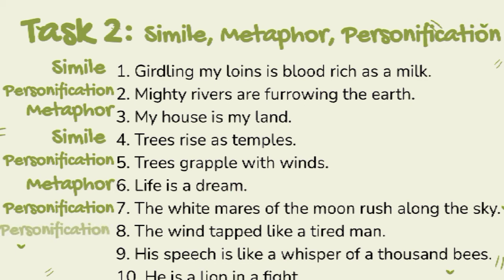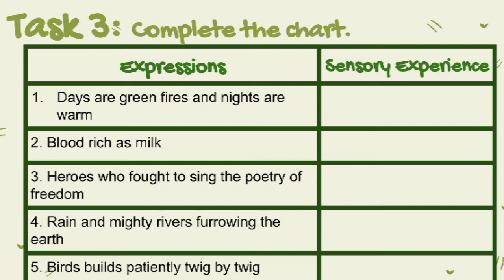Number 8. The wind stooped like a tired man. It is personification. 9. His speech is like a whisper of 1,000 bees. It is simile. 10. He is a lion in a fight. It is metaphor. Let's have the next task.